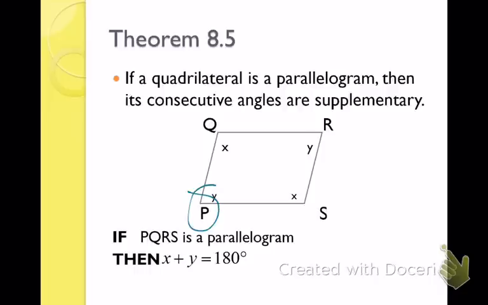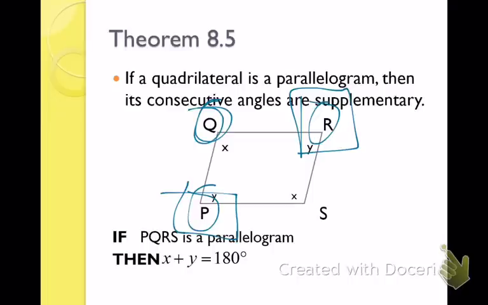If I know that angle P and angle Q are supplementary, and angle R and angle Q are supplementary, then we go back to chapter 2 to a theorem that says that supplements of the same angle are congruent. That means that angle P and angle R are going to be congruent. And I can go through the same process for Q and S. Angle Q and angle S are going to be congruent, and I can prove it the same way.